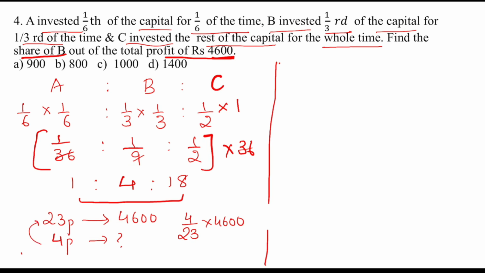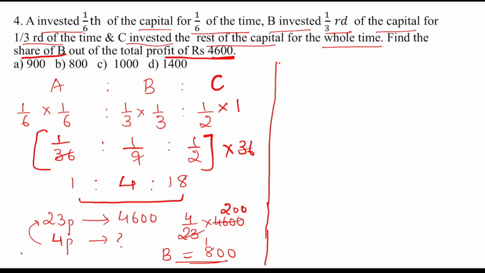Always I told you, this divided by this. So it is 23 ones are 23, twos are 200. So 4 into 200 is 800. So therefore the share of B is 800. This is one method where you can solve. We'll discuss one more method. This will be easier.